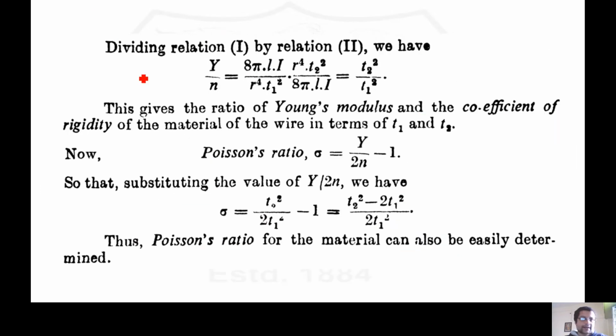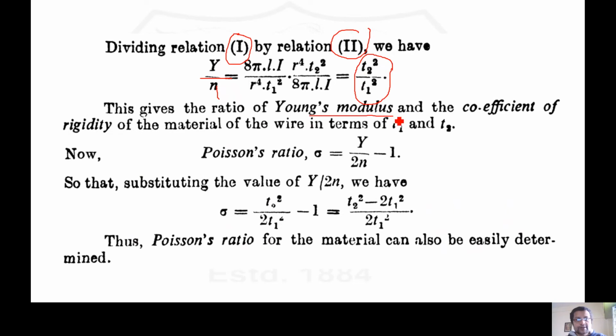So if you take relation 1 as the Y expression, and relation 2 as the eta expression, and take the ratio of Y over eta, that is, Young's modulus to the modulus of rigidity, you can have the ratio in terms of the squares of the time periods.